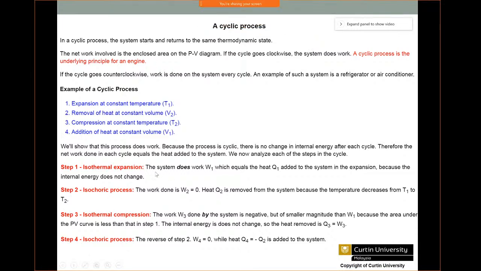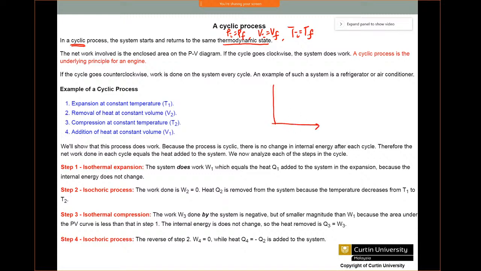Okay, so cyclic process means the system starts and returns to the same thermodynamic state. So it means your P initial will be equal to P final, V initial equals V final, T initial equals T final. Okay, so usually a typical graph of a cyclic process.